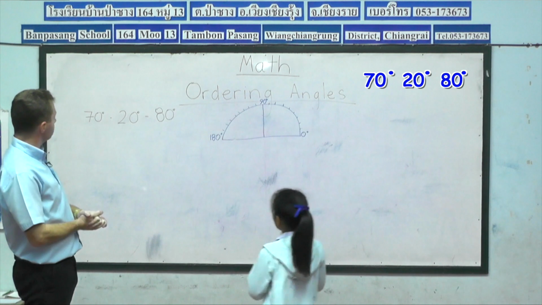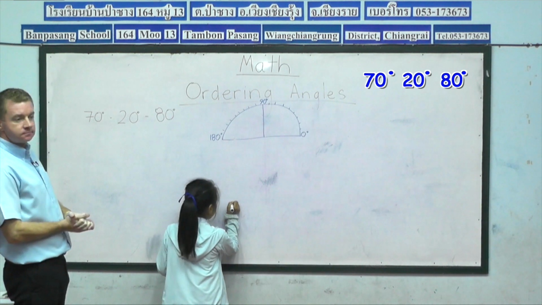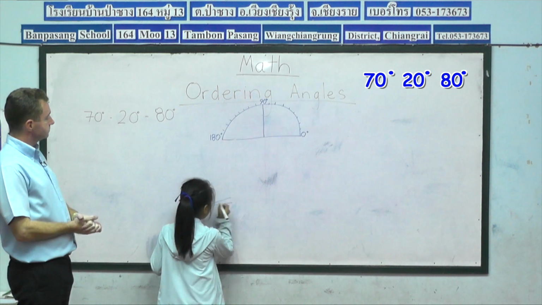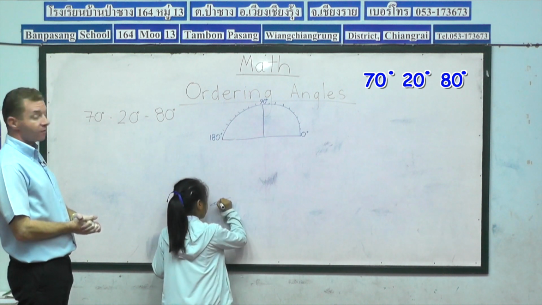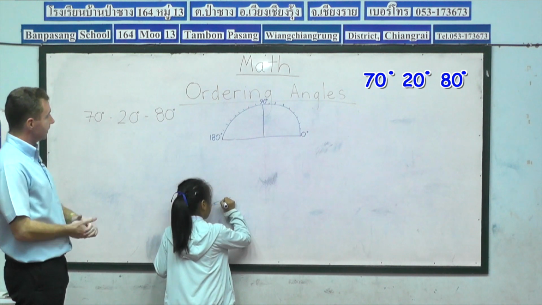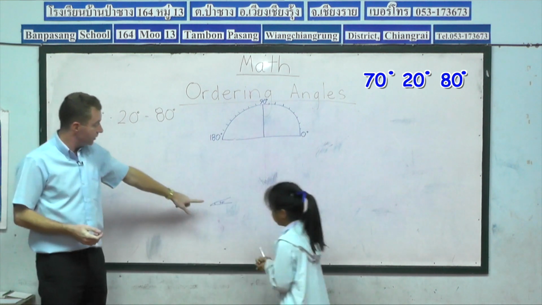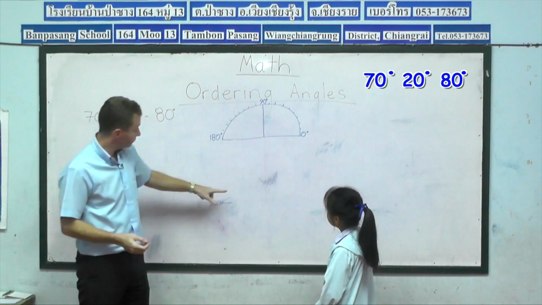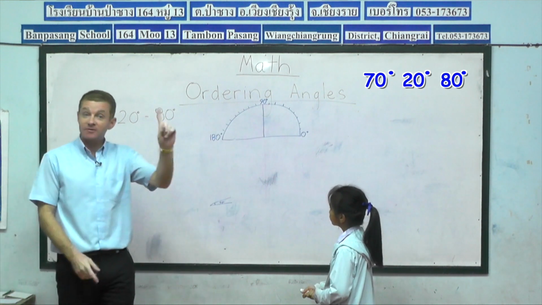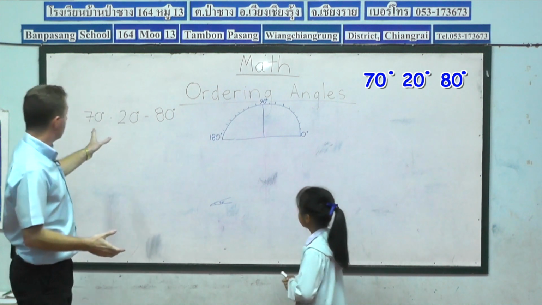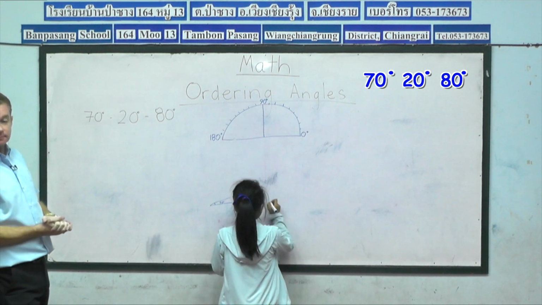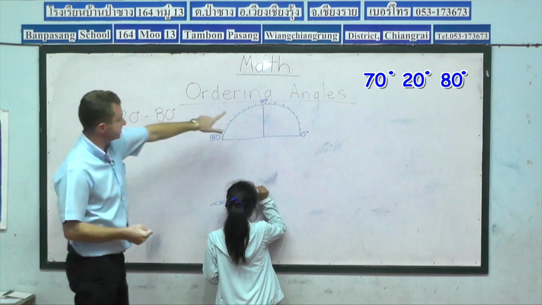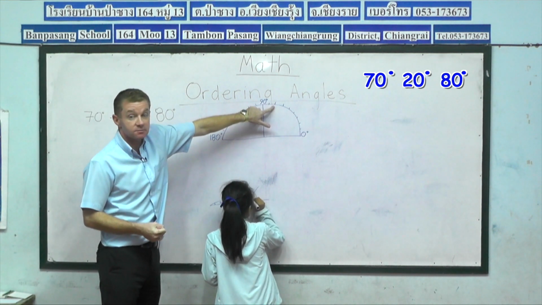So which is our smallest acute angle, guys? 20 degrees. And what Preo has expertly done there is she has used the protractor to measure where 20 degrees will come and then to draw the vertex. So that's 20 degrees done. What's our next smallest angle? After 20, we will have 70 degrees. And we can see 70 degrees comes here.